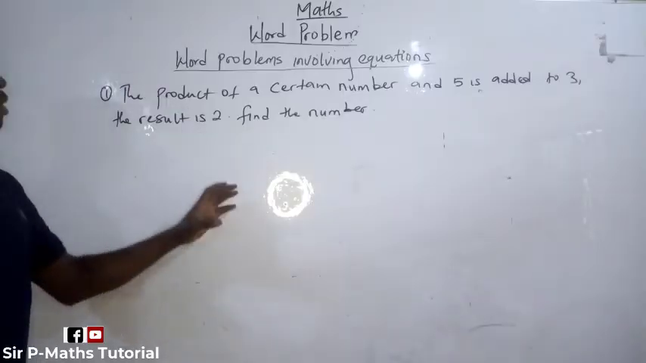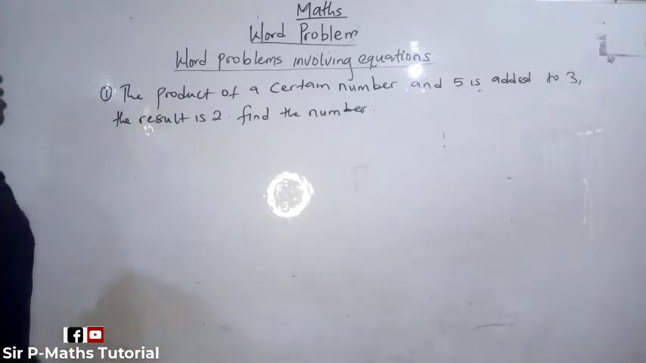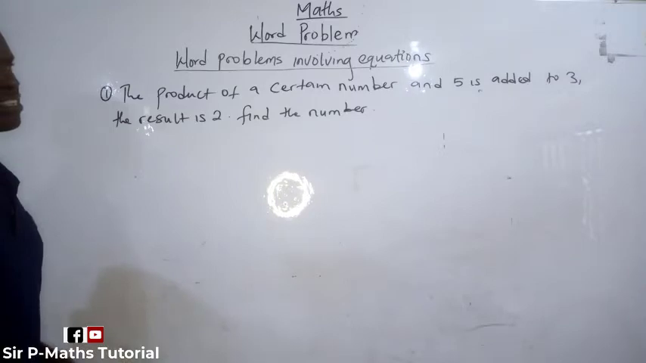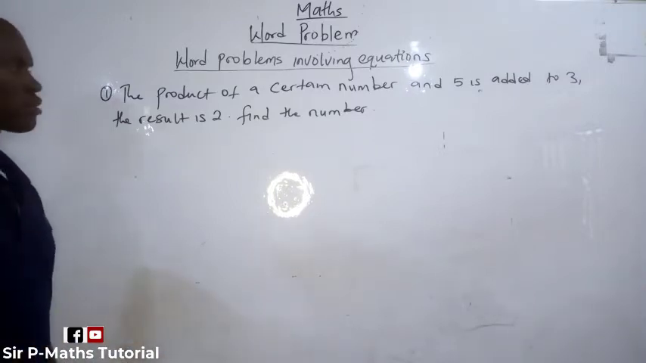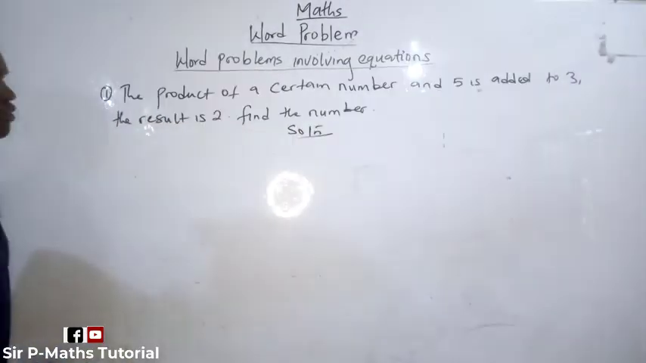We want to solve problems involving equations. The product of a certain number and 5 is added to 3. The result is 2. Find the number. This is as simple as what we have been solving.